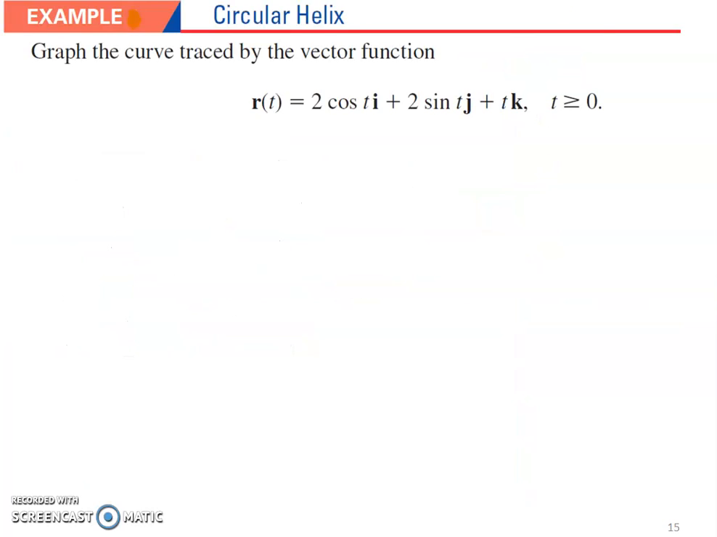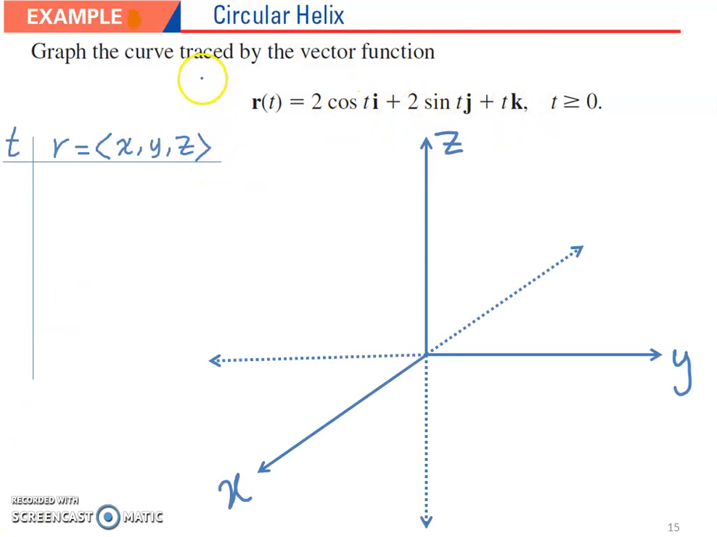Another example about vector function, but this time it is 3 dimension. So to sketch the graph of this vector function, we're going to need a table and we're going also to assume the value of t. And to sketch the graph, which is a 3 dimension, the input will be a number or a scalar, output will be a vector which is 3 dimension, which is 2 cosine t, 2 sine t, and t. T is a number greater than 0.